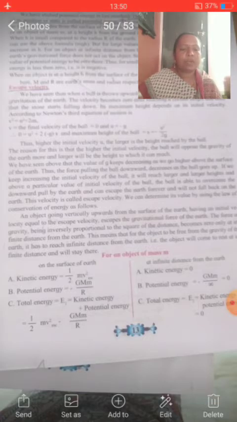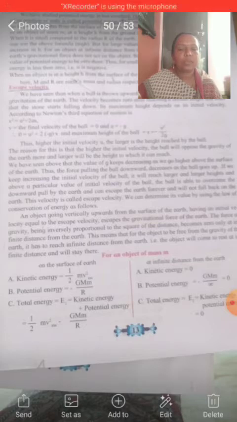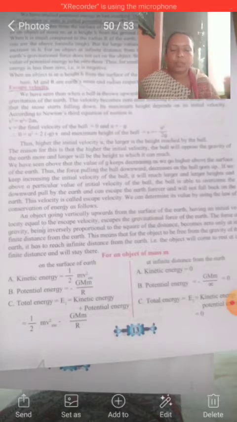Its maximum height depends on its initial velocity. How much force is applied on that ball at the initial point is essential to calculate the maximum height obtained by the ball. It means the initial velocity is responsible for how much height the ball can obtain. According to Newton's third equation of motion, v squared is equal to u squared plus 2as. According to this, we can find the final velocity, that is v, of the ball with the help of this equation. Now the final velocity is 0 and a is the acceleration.